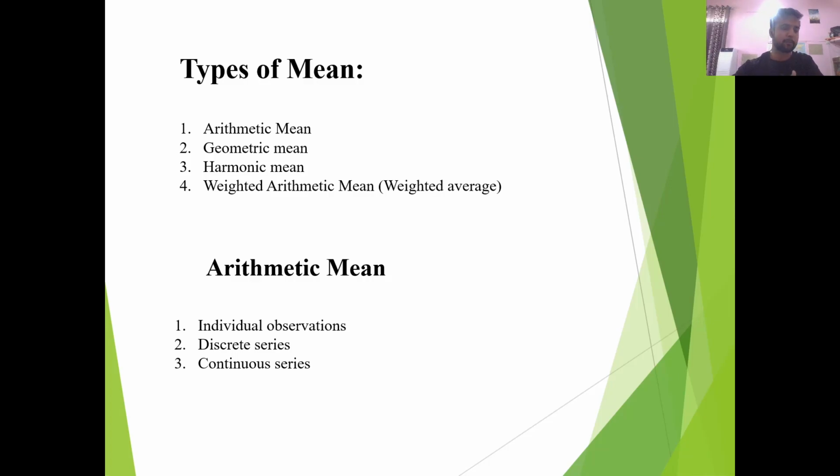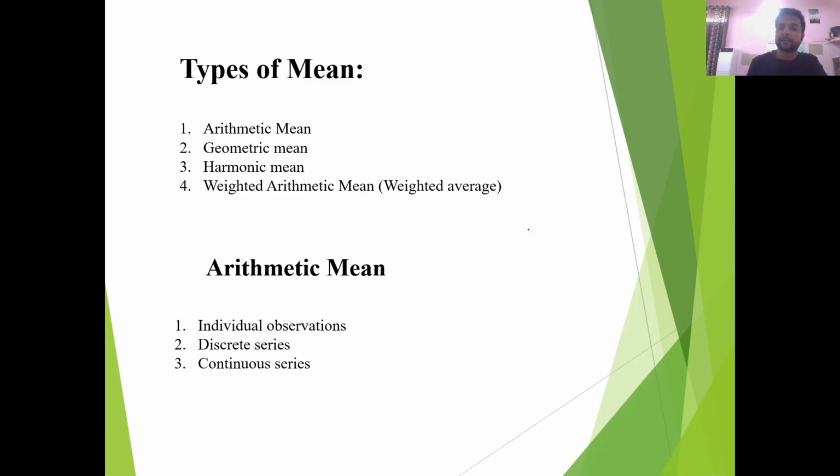In the arithmetic mean also, we have different kinds of problems. Suppose we are given just the numbers, like Ram has got this, Sohan has got this. So these are individual observations. In case of that, we can simply sum up all the observations divided by the number of observations. Okay, that's how we are going to perform.